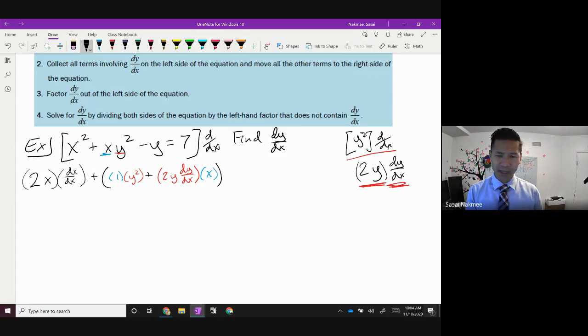So are you guys lost? Or are you guys okay? You guys understand? I did the product rule there, and then I tacked on the dy/dx when I was taking the derivative of that y squared. Okay, let's keep going here.